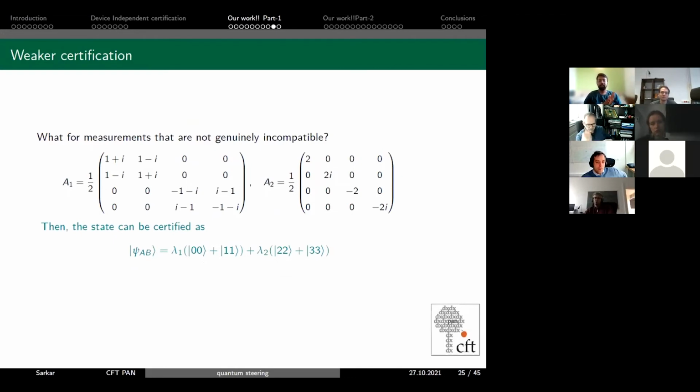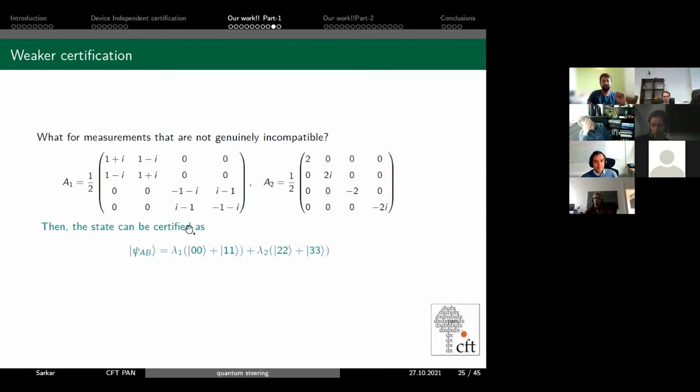So now we look at the scenario when the measurements are not genuinely incompatible, but still give rise to a violation of the steering inequality. So, for example, let us take these two measurements, where this is just the measurement Z in dimension 4, and this is some other measurement with eigenvalues like 1, omega, omega squared, and omega. What you can see is that these two measurements share a block of this form, but still they do not have any common eigenvector. So this means that these two measurements give a violation of the steering inequality, but we cannot certify the full measurement of this form.